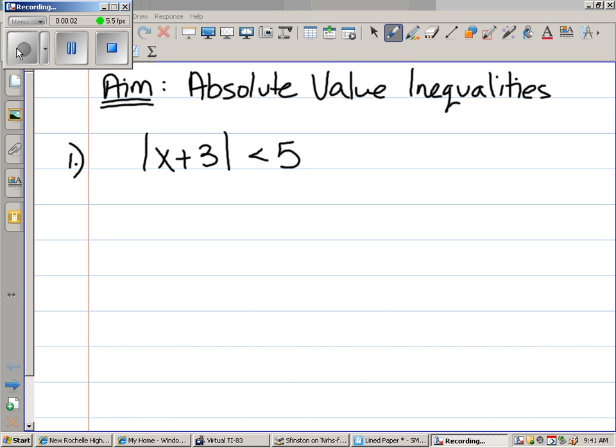Nice, here we go. Absolute value inequalities. We're going to do two problems, then we're going to work on a classwork/homework. Any absolute value problem, first thing you want to check is, did you isolate the absolute value? Is it all by itself on one side? We're all good? Nice, then we can get started.